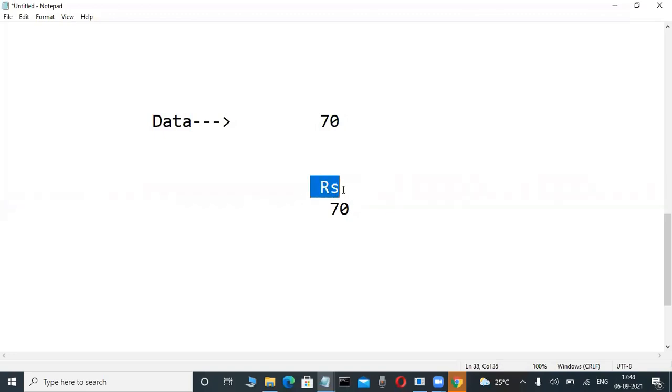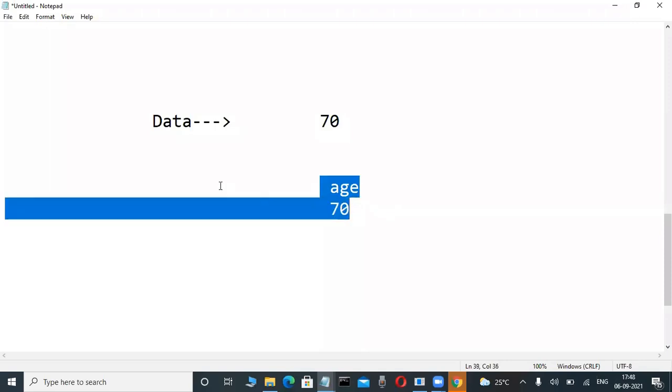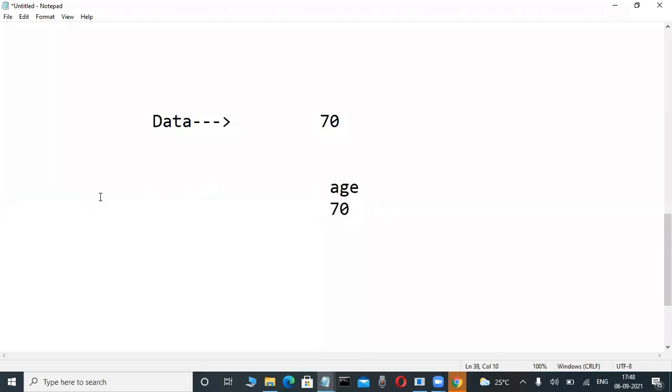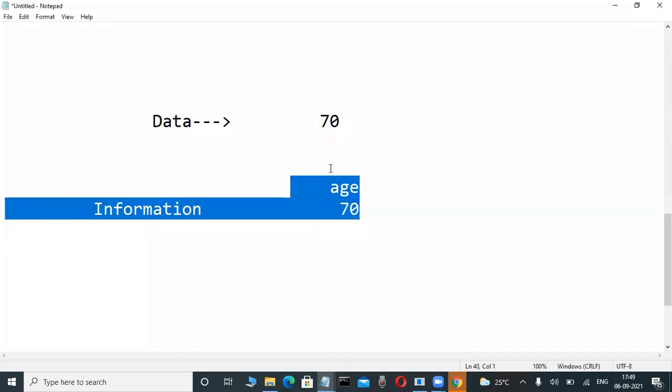Information. Suppose here I am writing age, not my age, okay, some person's age. Age 70. Some person's age is 70. That is nothing but a what? Information. That's why meaningful data is called which one? Information. Meaningful data is called information. Understood how easy? And now here, check it out. That's why nobody is mistaken. Meaningful data is called information.